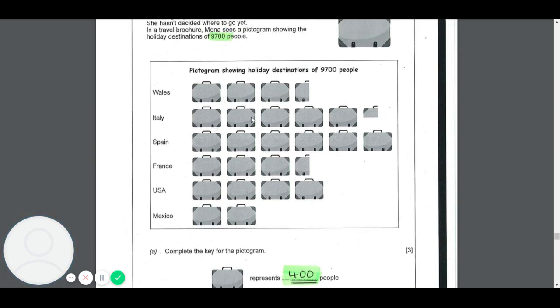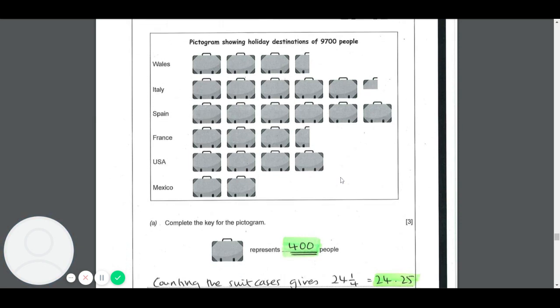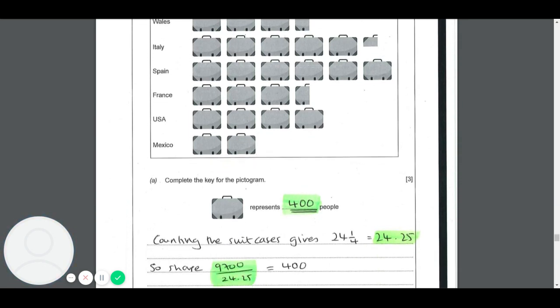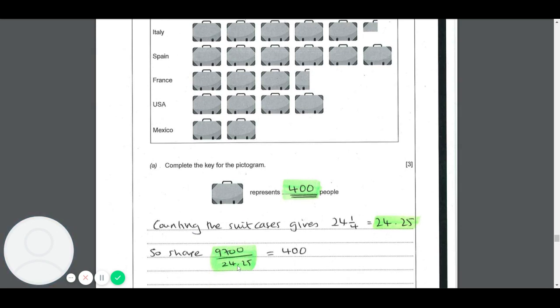1, 2, 3, 4, 5, 6, 7, 8, 9, 10, 11, 12, 13, 14, 15, 16, 17, 18, 19, 20, 21, 22, 23, 24 and a quarter. So if you take your calculator and you do 9,700 divided by 24 and a quarter, you could write it as a quarter or 0.25. You get exactly 400. And so each suitcase represents 400 people.